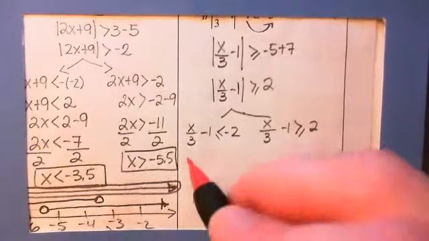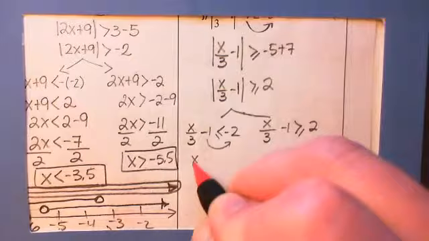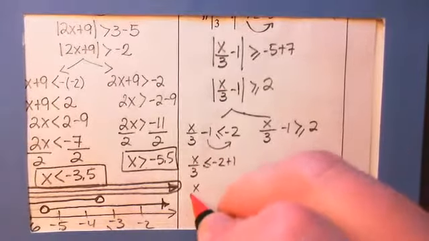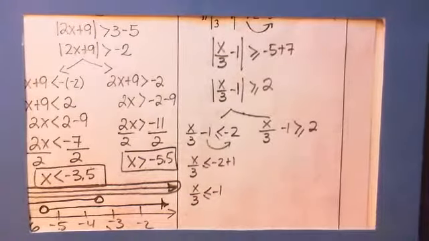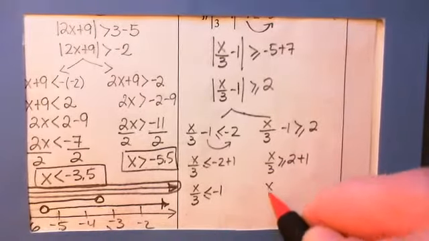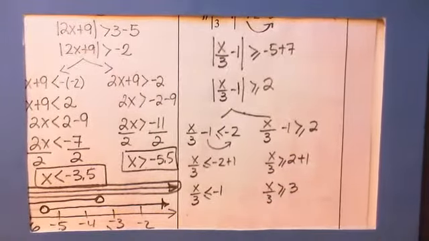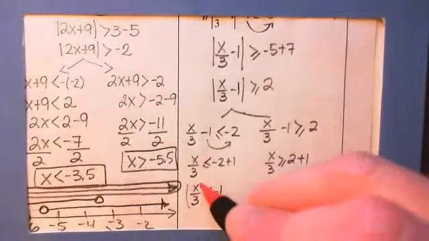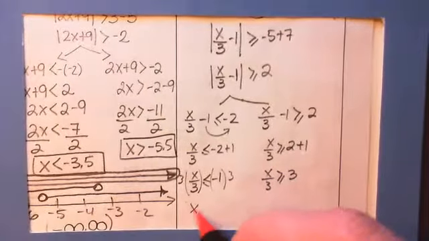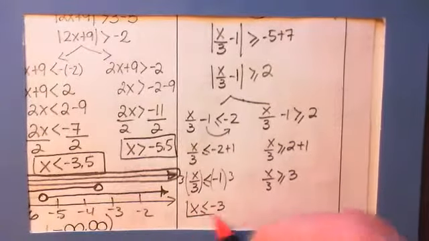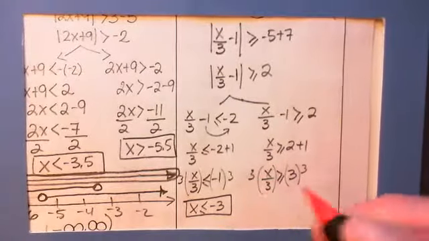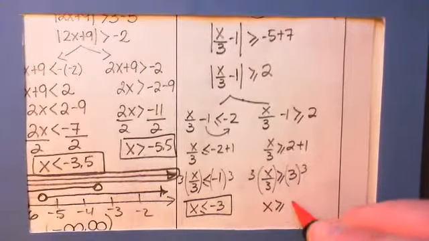All right, now that we have that, I'm going to move the 1. So it would be negative 2 plus 1, so it would be negative 1. This would be 2 plus 1. All right, now let's go ahead and multiply this by 3. So this would be x less or equal to negative 3. And here I'm going to multiply by 3 again. So this would be x greater or equal to 9.